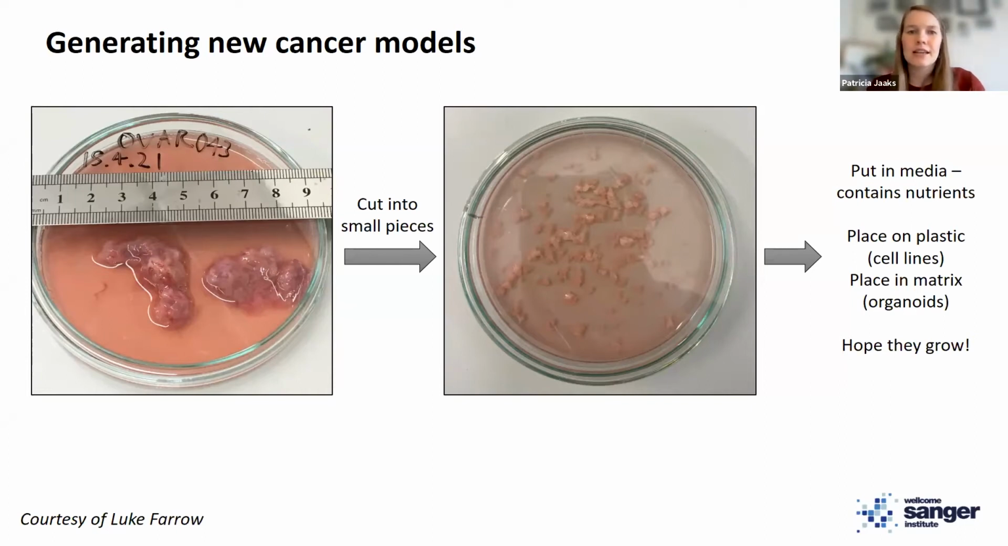And every cancer cell or every cancer model might have their own requirements. So breast models might need slightly different nutrients than colon models, and so on and so forth. As I said, we put them either on plastic or in matrices, depending on what type of model we want to grow. And then we really just cross our fingers and hope they grow and don't die. And that can take weeks and is often quite unsuccessful. But if you have it right of which type of nutrients they need, the success rate is fairly high. So we can generate models this way.